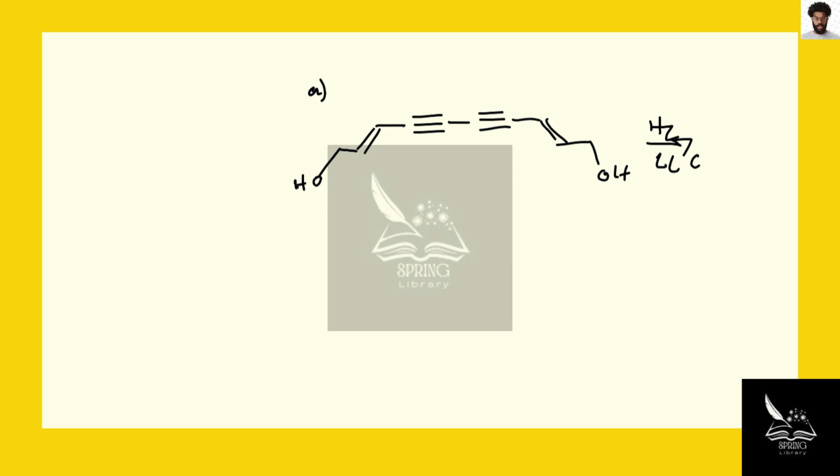Remember, Lindlar's catalyst takes alkynes to alkenes, but specifically to trans alkenes, right? So effectively, between this carbon and this carbon there will be a double bond, and they'll be situated trans to each other. And between this carbon and this carbon, there'll be a double bond rather than a triple bond, and the substituents will be situated trans to each other.